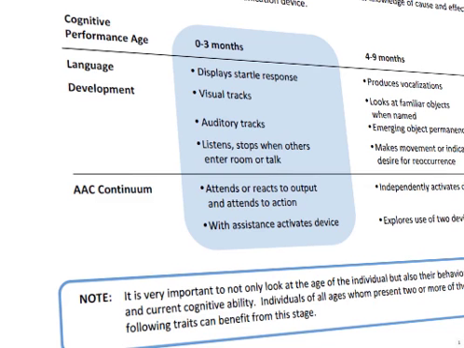So for instance, this one says that they display a startle reflex, that they're going to visually track, that they're going to auditorily track is where they are functioning as far as language development. And in the AAC Continuum, they need to attend and react to output, which means that once you hit a switch, that they're going to look at or visually track that little toy that's moving. And they also may activate the device with assistance, hand over hand.